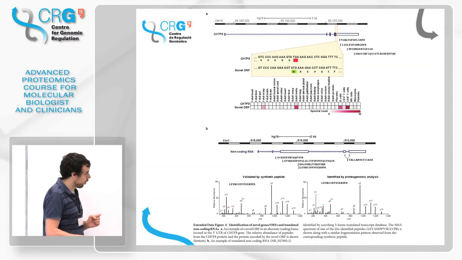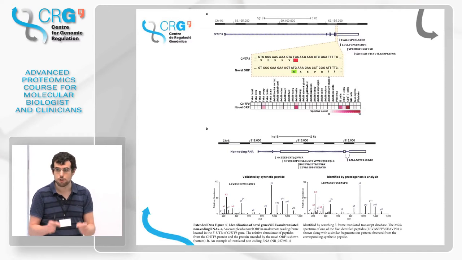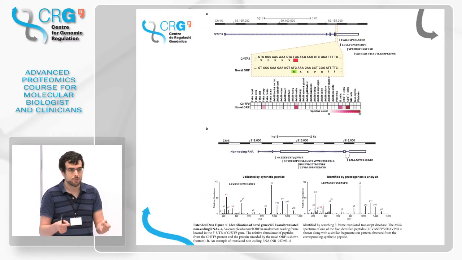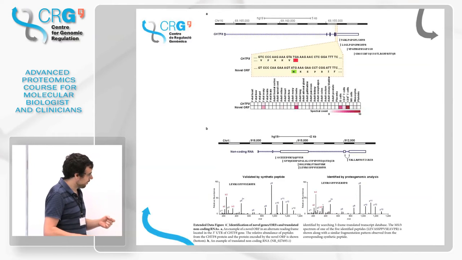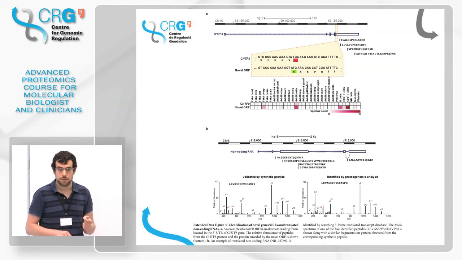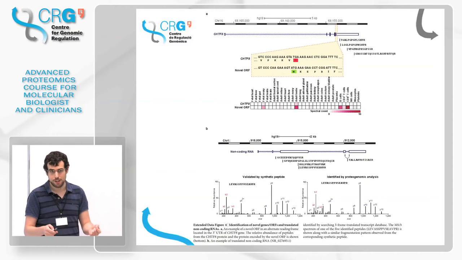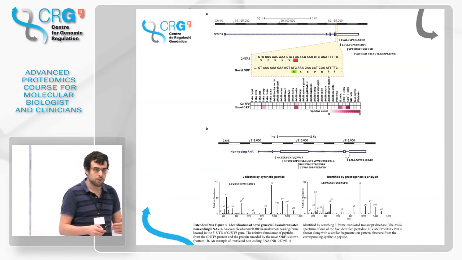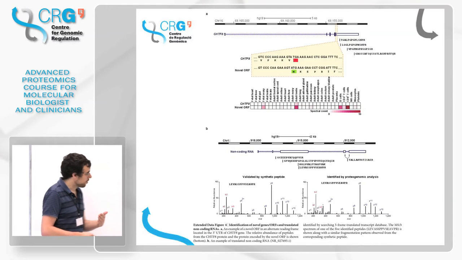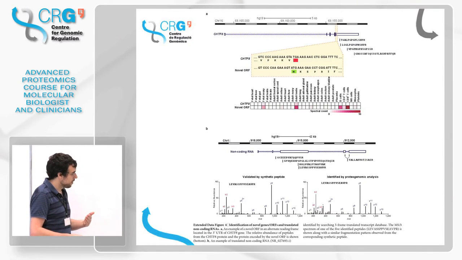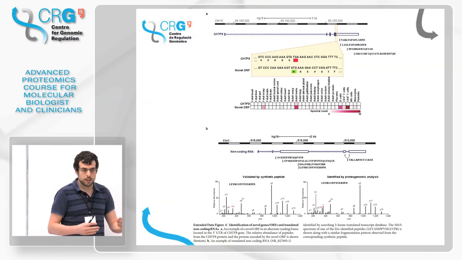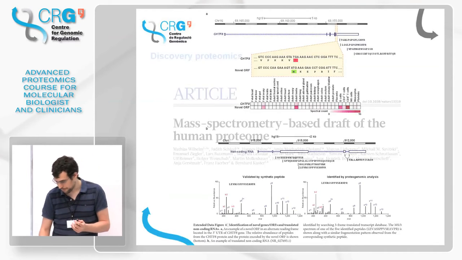And similarly for non-coding RNAs, which are RNAs that are not supposed to code for a protein, and this is why they are called non-coding RNAs. But what they find is several peptides that say, well, this is actually translated. So this is no longer formally a non-coding RNA, but actually this RNA is encoding a protein that is being translated. And again, this is one example, but they can extend this knowledge to many other non-coding RNAs that they have identified in the data set.